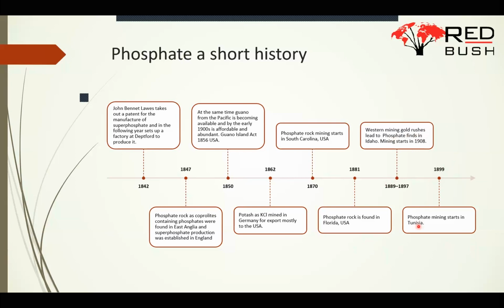The next jump comes where phosphate mining, they find phosphates in Tunisia. It starts a little bit early as small-scale mining, but proper commercial mining starts right at the end of the 19th century. Okay, and these are all feeding farms, obviously the United States and Europe, almost primarily.